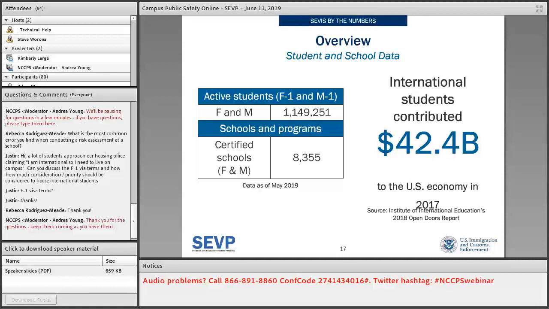So also something I like to point out here is international students have contributed over $42 billion to the U.S. economy in 2017. That's huge when you think about the benefits that they are providing to our economy.